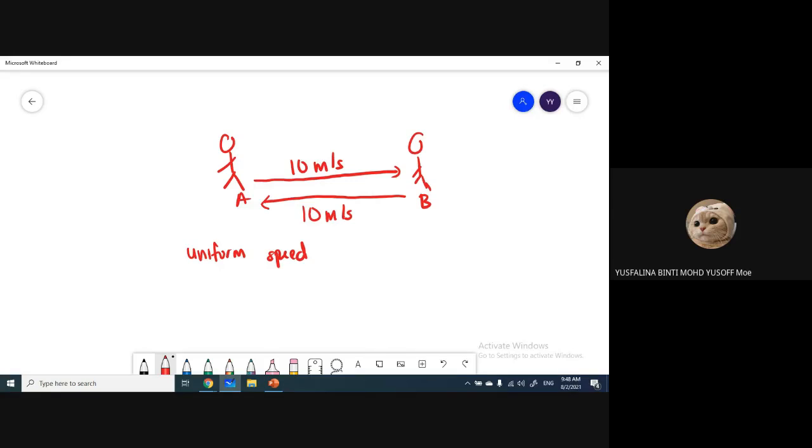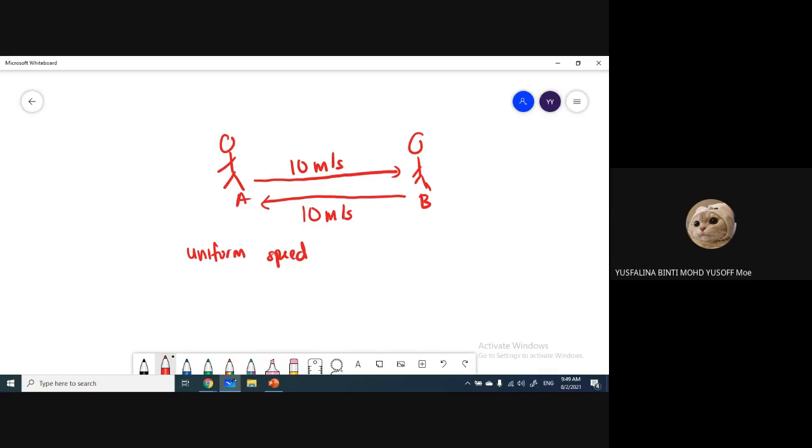Alright, so let's say if I ask you, is it moving in uniform velocity? No. Why? The magnitude is the same. When he turns back, he still runs with the same speed, 10 m/s, but it's a different direction. Why? Because velocity is a vector quantity, right? So for a vector quantity, you must consider the direction. You can see here the direction is changing, in the opposite direction. So this means the velocity is not uniform.